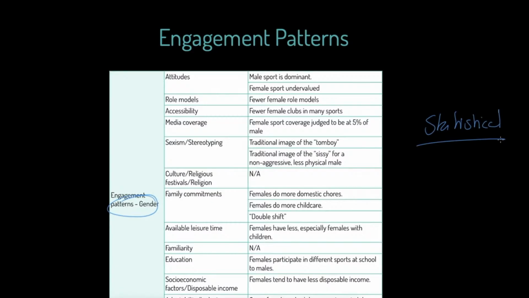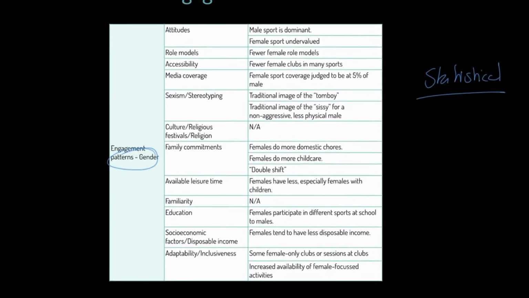You might be given a graph or data tables. But the point I want to make to you, folks, is there is credit available when you answer the question to do with attitudes, role models, accessibility, media coverage, sexism, stereotyping, culture, religion, family, time, familiarity, education, money, and inclusiveness. So just as an example with gender, let's go through all of this for one, and I'll leave the others for you. You've got to learn them, bottom line.